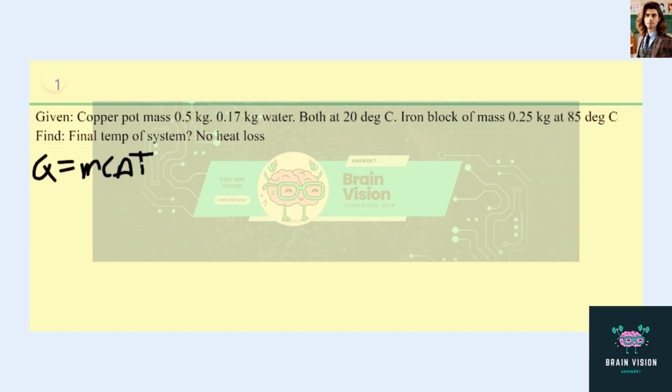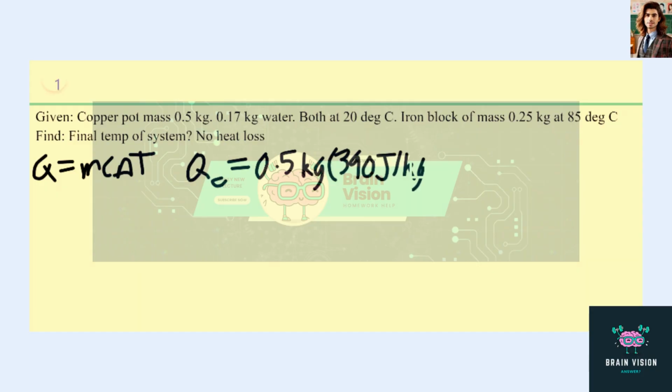So Q for the copper pot, QC, is equal to mass 0.5 kilograms, C for copper is 390 joules per kilogram K. And then for delta T, we know that any change is defined as final minus initial. So T is our final, minus our initial for the pot, which is 20 degrees C. Okay, so that's our equation for QC.